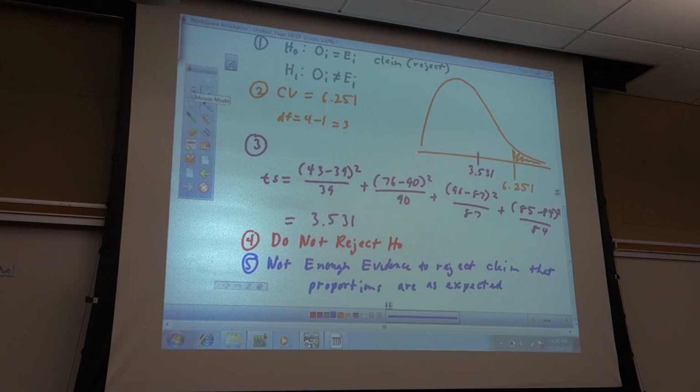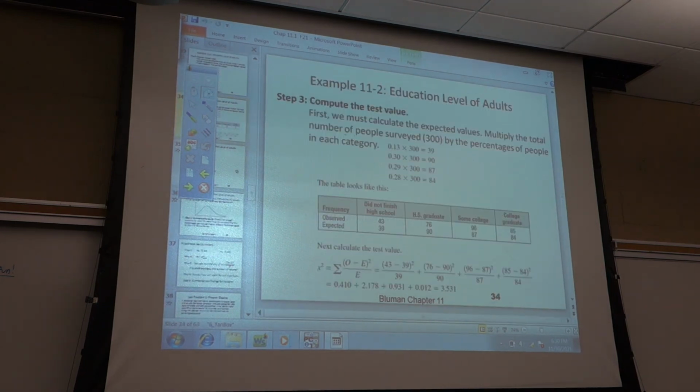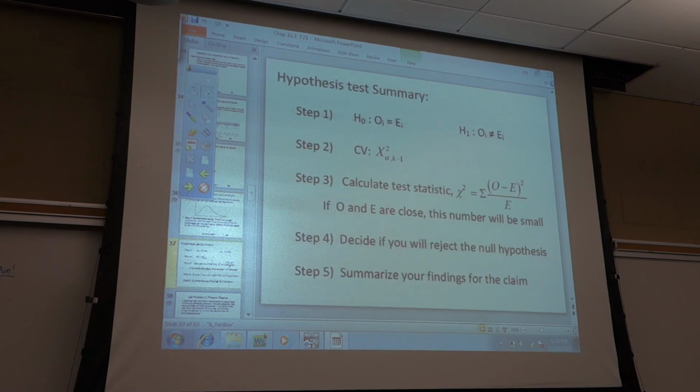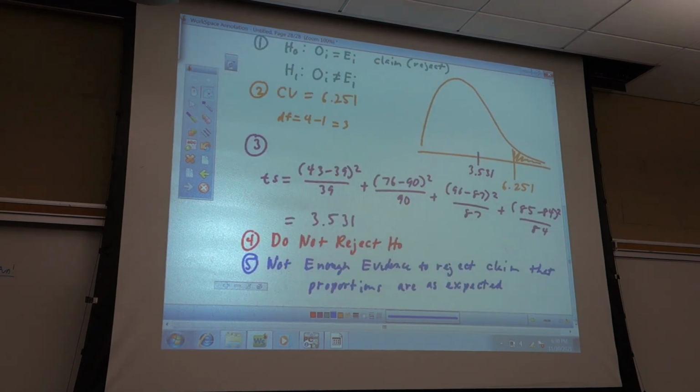Everyone okay about this? Are you folks ready to do one of your own? Oh, here's a quick summary. You're going to look at it, and we move on in like 5 seconds. 5, 4, 3, 2, 1.